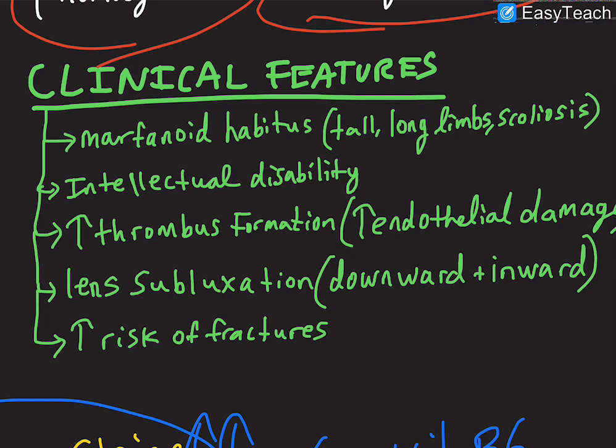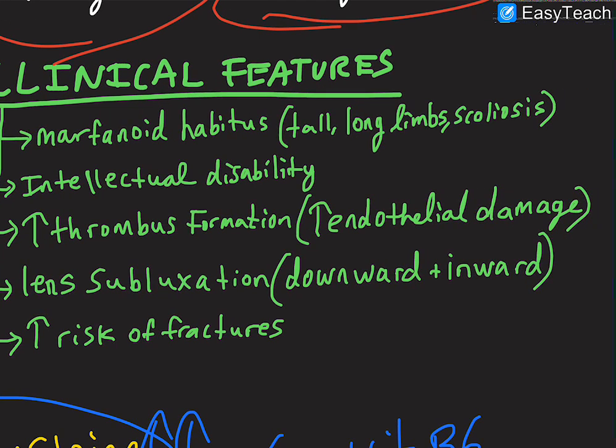Then you see lens symptoms too. You can see lens subluxation. Lens subluxation in homocystinuria would be downward and inward. The reason for this is that you have weak zonules, so that's where you get a downward and inward displacement of your lens.